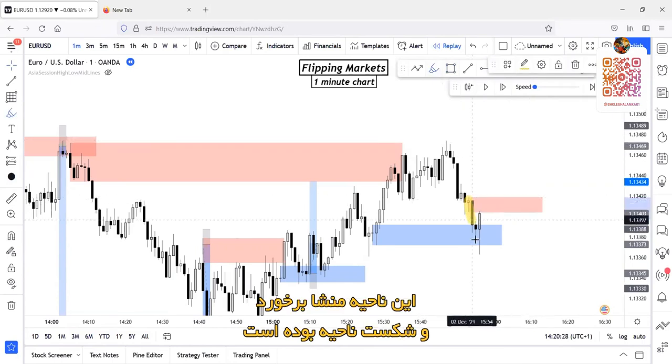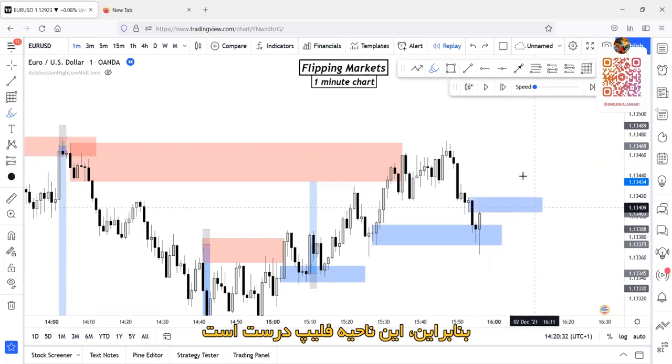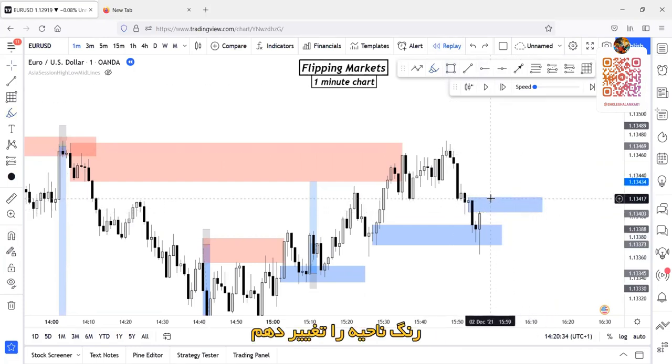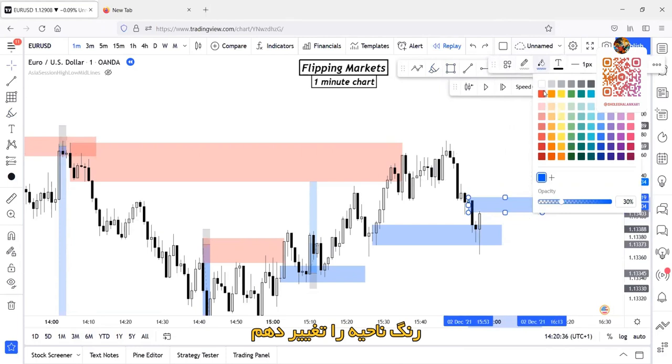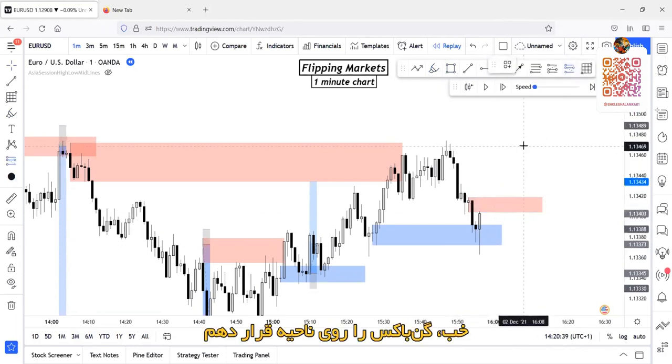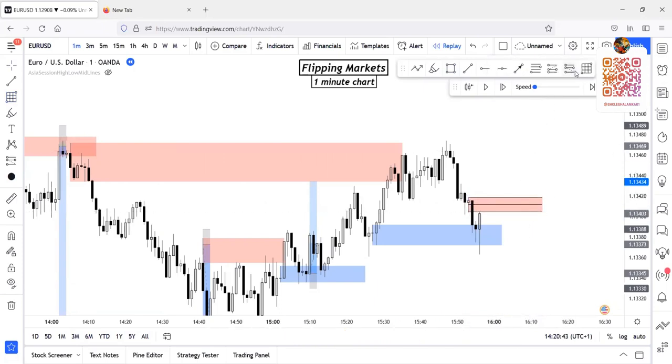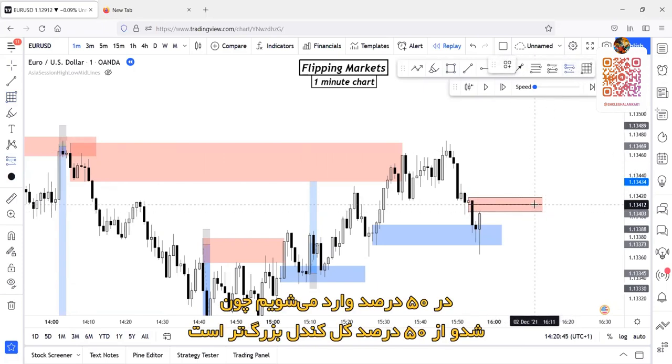So I will just set my limit on this zone, because as you can see, this is the flip zone. This caused the tap and the break of this zone, so this is the right flip zone. Sorry, let me just finish the color. Okay, so let's just put our gun box here on the 50% because the wicks are larger than the whole body.